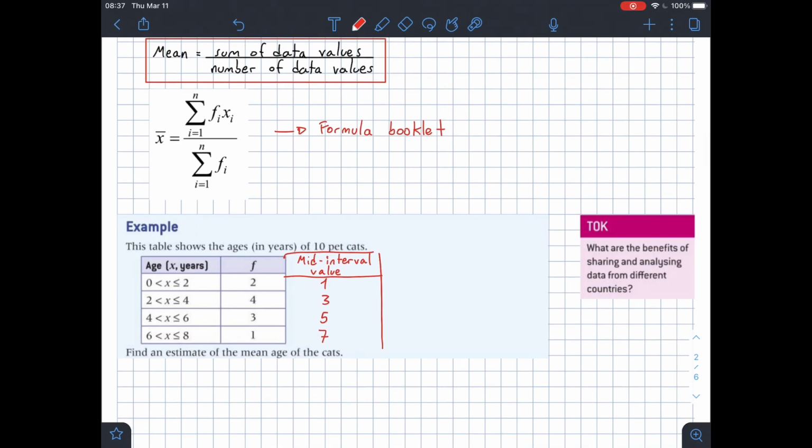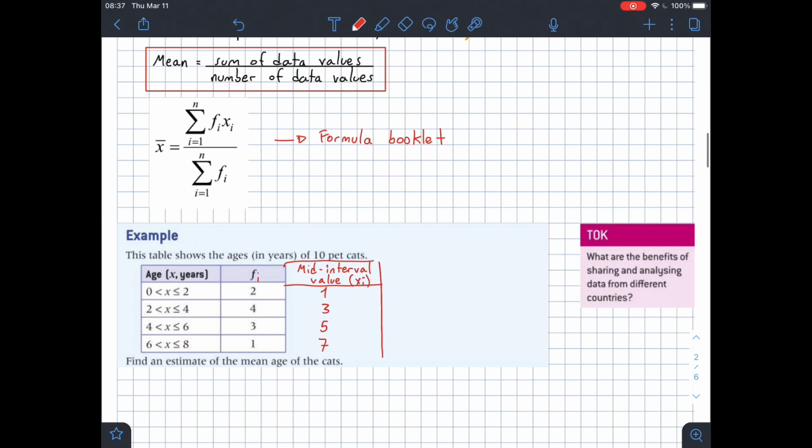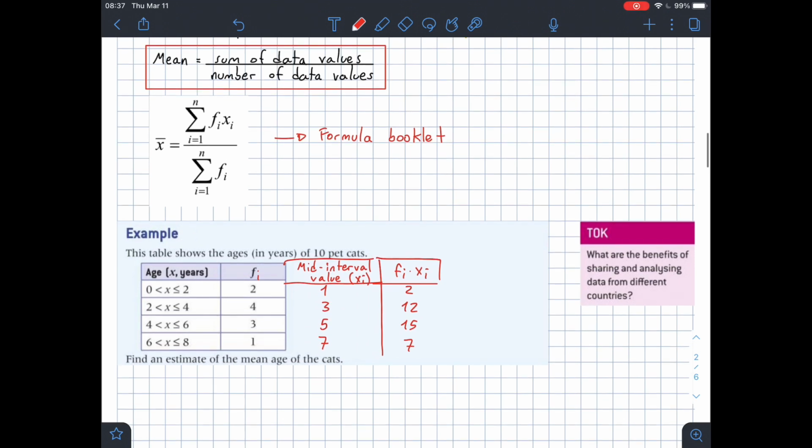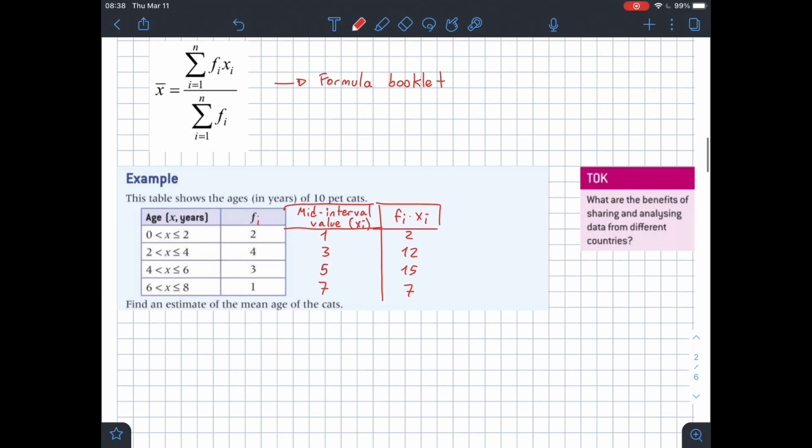If I call this xi in parentheses, I can call this fi. So the next step would be multiplying fi times xi, right? Frequency times each number. So 2 times 1, that's 2. 4 times 3 is 12, then this is 15, and finally 7, right? The next step, remember, if we look at the formula, is we need to add up all of this column in order to get the top part of the formula.